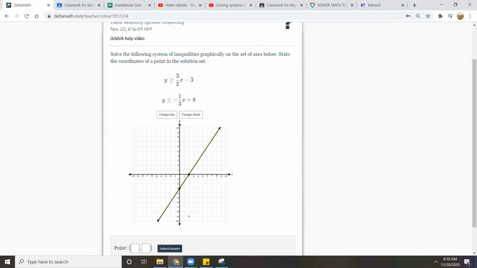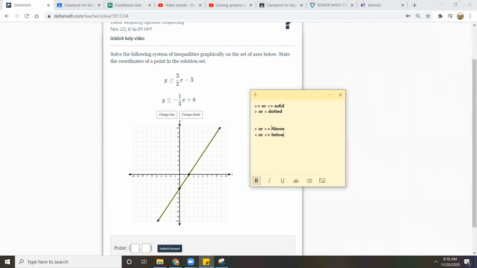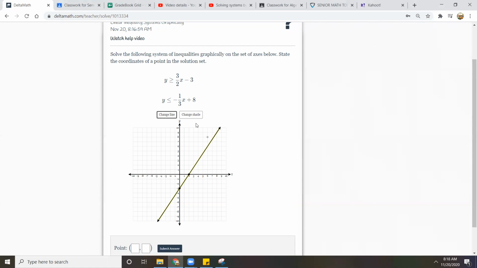So I want to ask myself those questions. Am I going to have a solid or dotted line? Since this is greater than or equal to, it's going to be solid. And since it's greater than, I'm going to shade above. To change your line type, you just click change line, but we want a solid line, so I'm not going to mess with that. If you click change shade, you want it to shade above, like this would be above my line. So that's my first inequality.